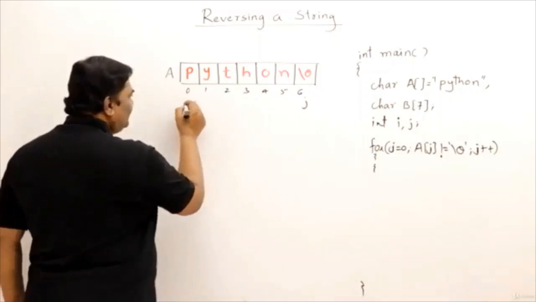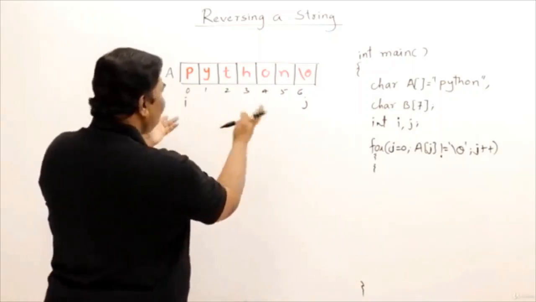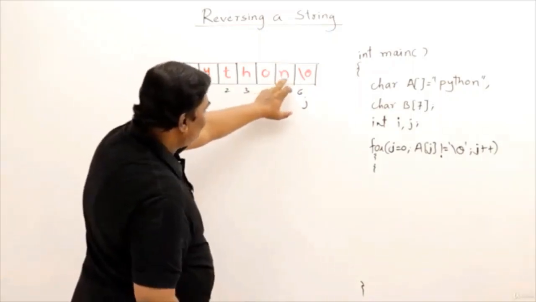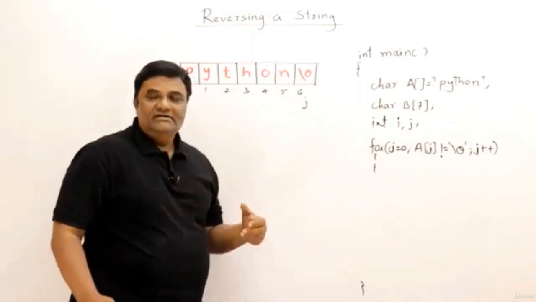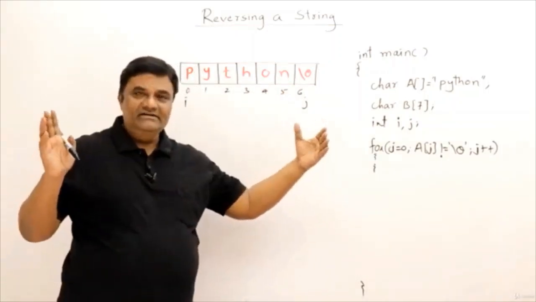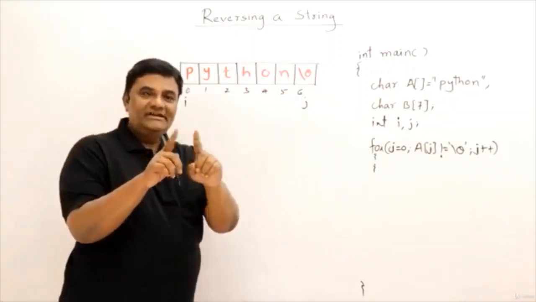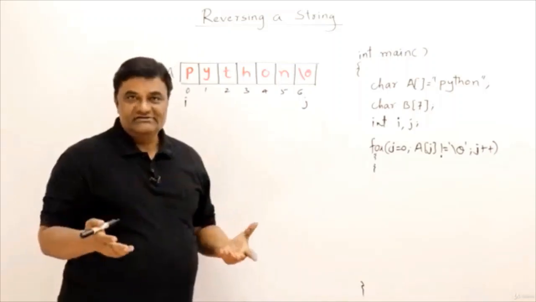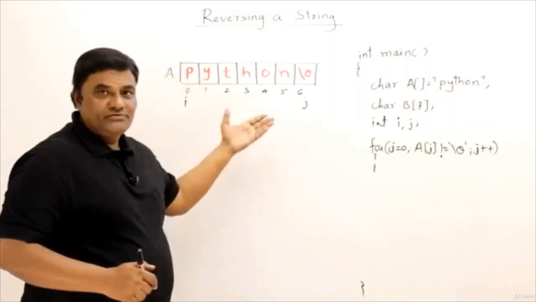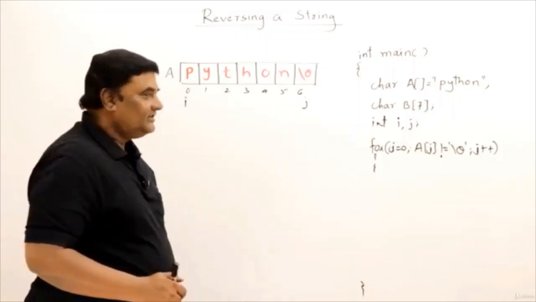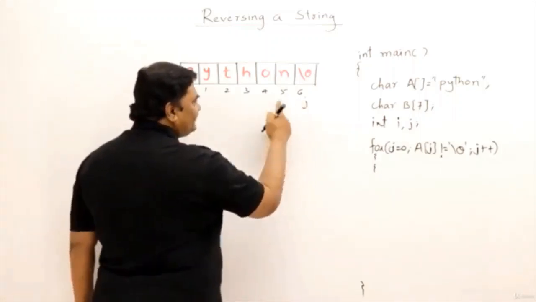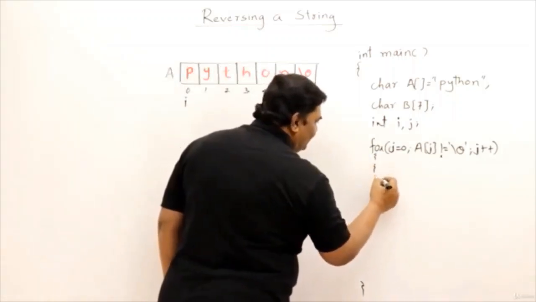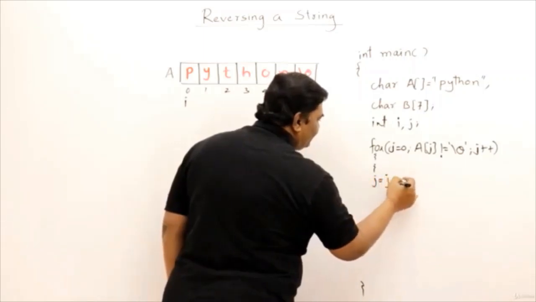Now from here I will use i, and let us exchange the characters starting from this character onwards, right? As long as i is less than j. Once they meet or once they cross each other, let us stop. So let us do this and write the code for that one. So j should start from one step less. So let us decrement j, assign j minus 1.